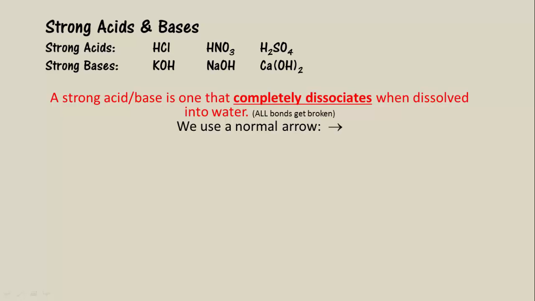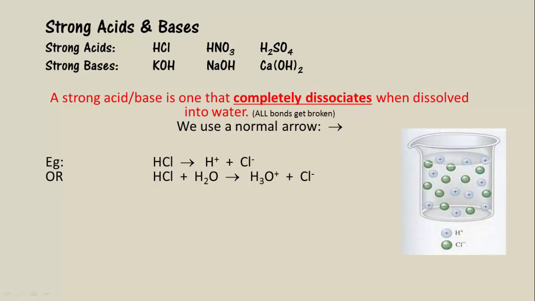And to show a complete reaction, we use a normal arrow. So if we use hydrochloric acid as our example, we would show the dissolving or dissociation equation like these, and either of these two forms would be fine. And if we looked at a particle model of our hydrochloric acid in solution, it would look like this, with all molecules of HCl having dissociated into ions in solution. In other words, every molecule has had the covalent bond between the hydrogen and the chloride broken. This is complete dissociation for a strong acid.